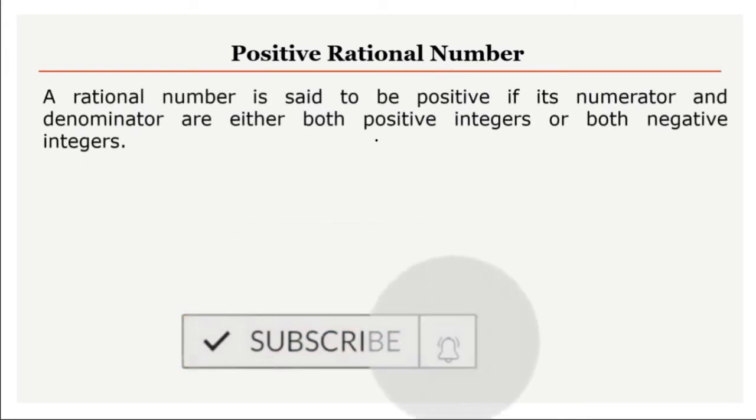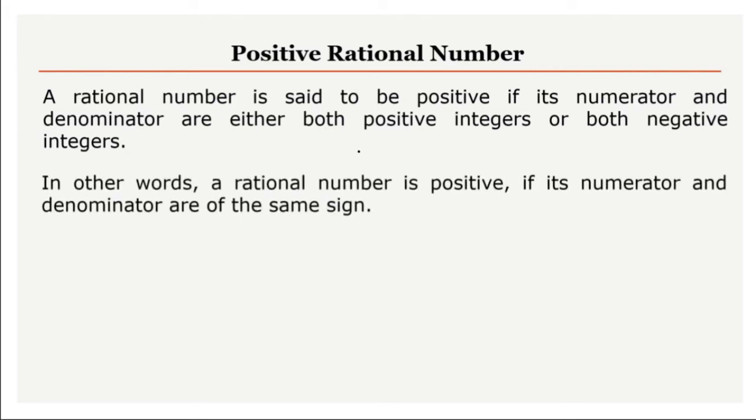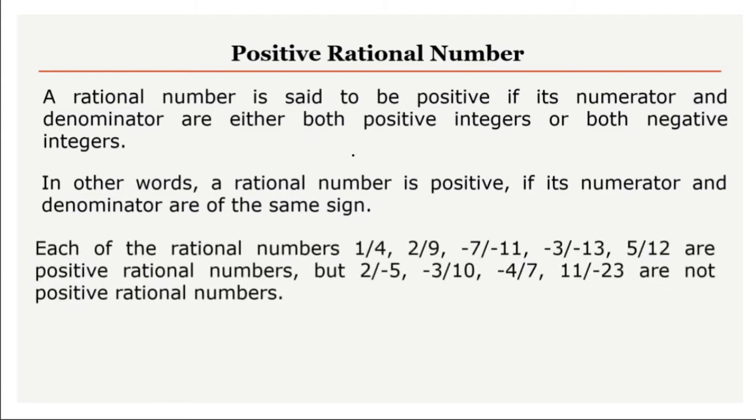In other words, a rational number is positive if its numerator and denominator have the same sign. Each of the rational numbers, say 1 by 4, 2 by 9, minus 7 by minus 11, minus 3 by minus 13, plus 5 by plus 12, are all positive, but 2 by minus 5, minus 3 by 10, minus 4 by 7, 11 by minus 23 are not positive rational numbers.